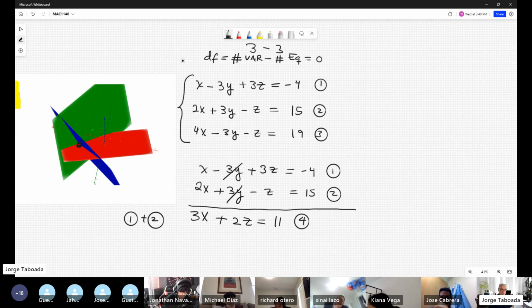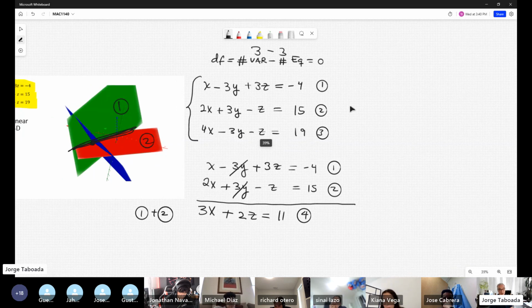And this equation 4, which contains two variables, is a line connecting, I don't know exactly at this moment, suppose the plane green is equation 1 and the plane red is equation 2. This is equation 4 for this one. Okay, this is just the beginning.